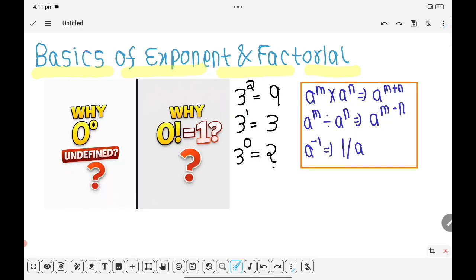In this video we are going to look into the basics of exponents and the factorial. We are going to see why 0 factorial equals 1 and why 0 to the power 0 is undefined. So now let's get started.